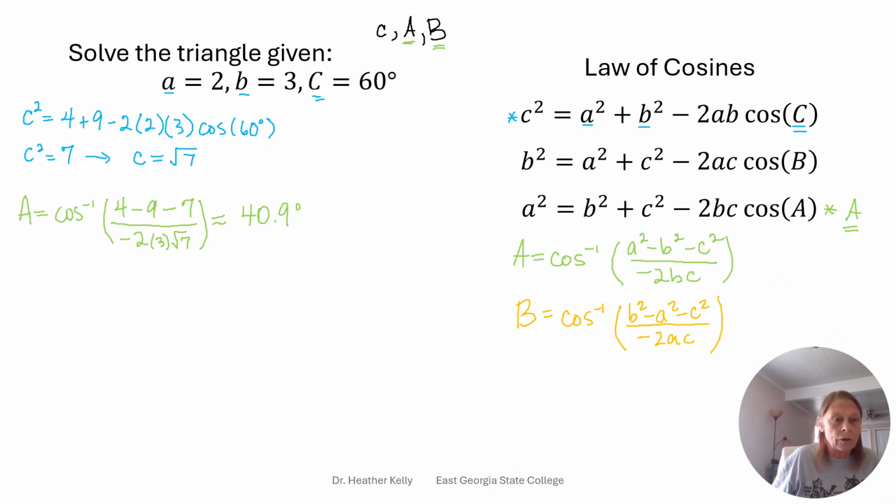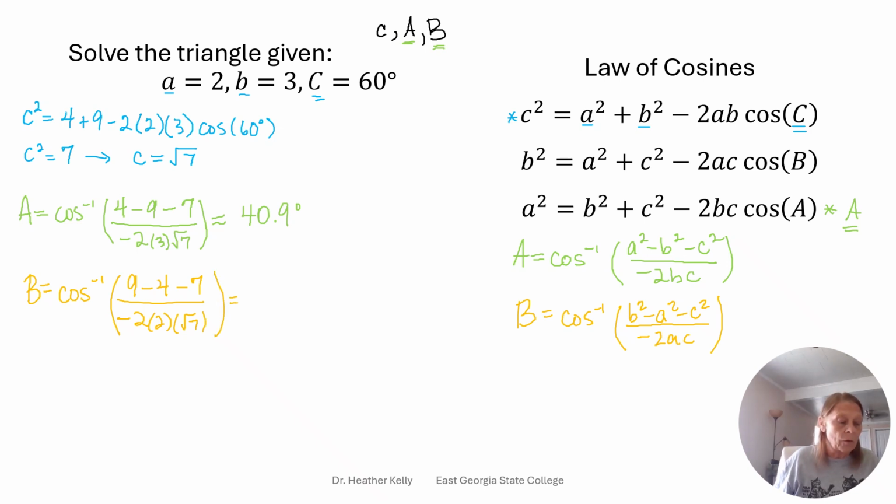So let's find our angle B, which is what we need to find now. And so that's going to be our arc cosine of, and here it's going to be B squared, which is going to be 9, minus A squared, which is 4, minus C squared, which is 7, all over negative 2 times, and in this case it's going to be A, which is 2, times C, which is the square root of 7.